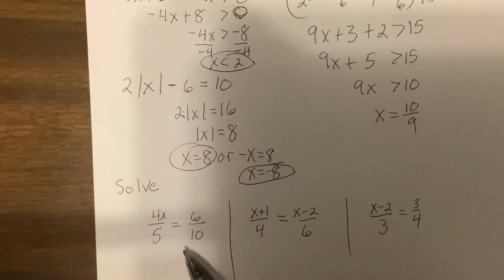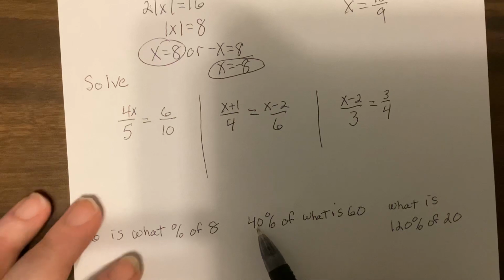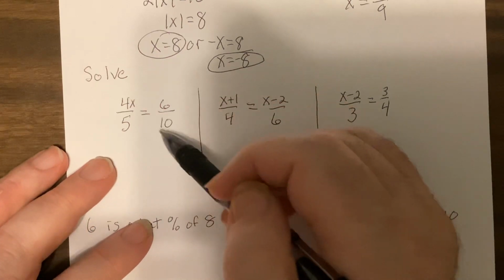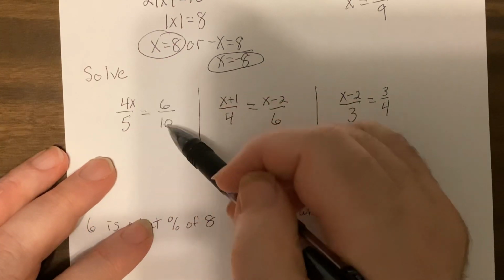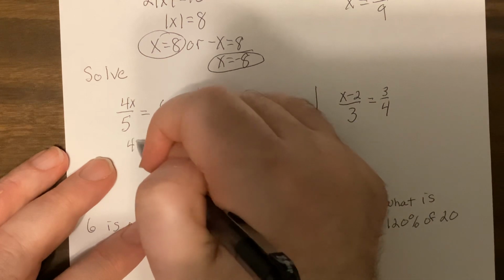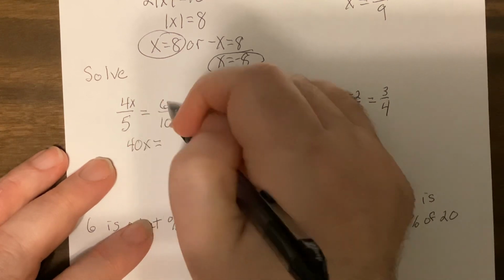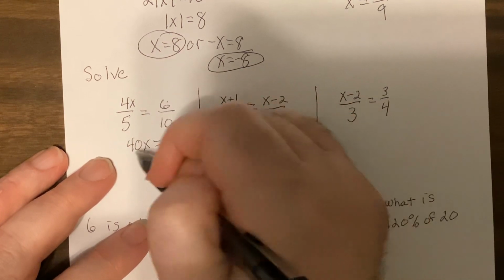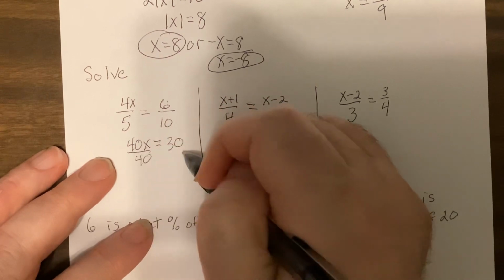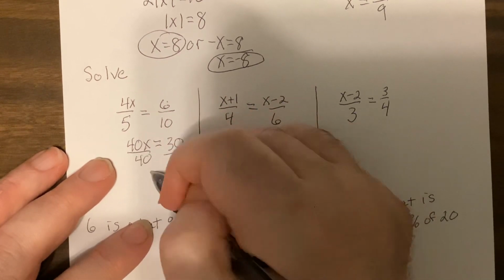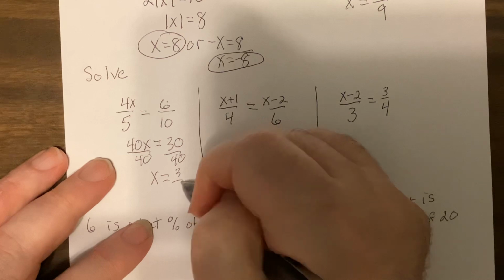Now, when you have a proportion, do you remember how to solve it? You cross multiply. So 4x times 10 is 40x. 5 times 6 is 30. Divide by 40. x equals 3/4.